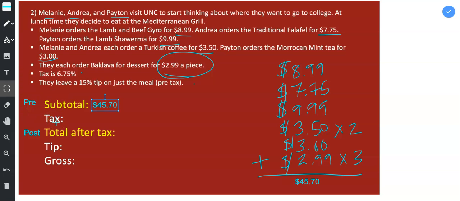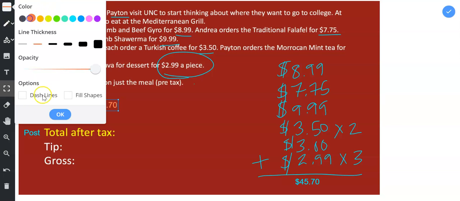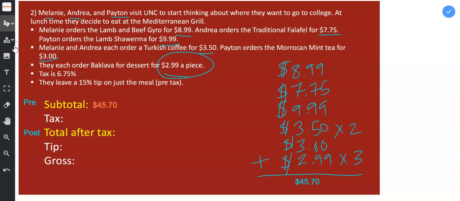Now we're going to figure out the tax. So I'm going to switch to a different color. The tax is 6.75%. So we write 6.75%, and then you think, 6.75% of what? We're taking a percent or a part of what? Well, you have to pay tax to the government on the total purchase, everything that was purchased. And everything that was purchased is that $45.70, which is the subtotal. So you're taking 6.75% of the subtotal, or you could say of the $45.70.